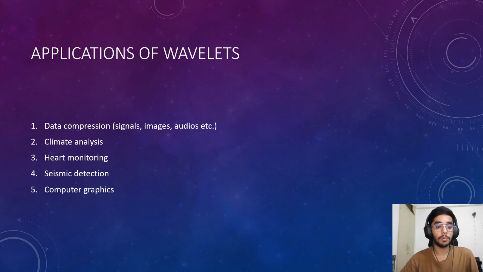First is data compression. This consists of signal compression, image compression, audio compression, and much more. For example, we sometimes need to compress our PDFs in which we do our assignments. Wavelet transform helps in the compression of those PDFs as well.